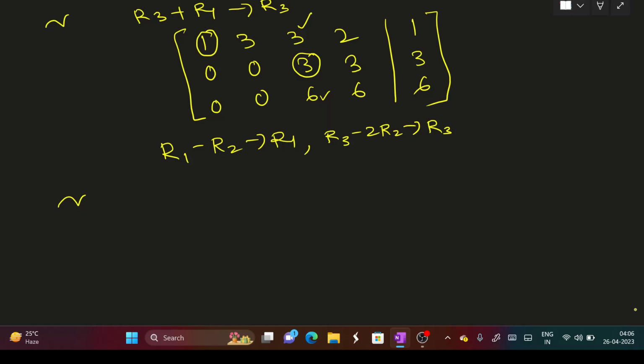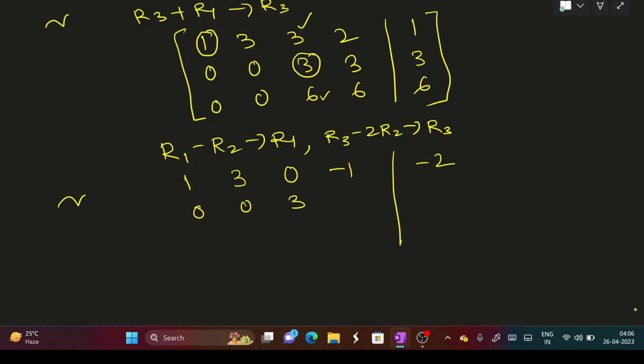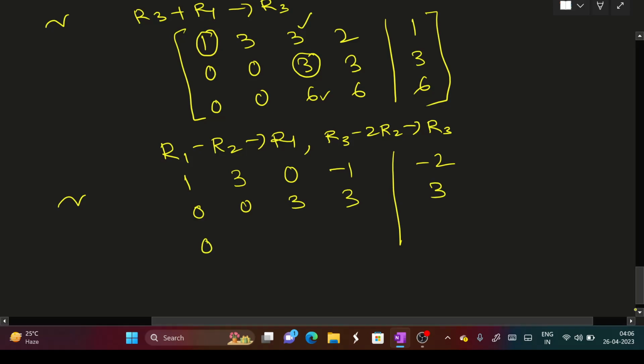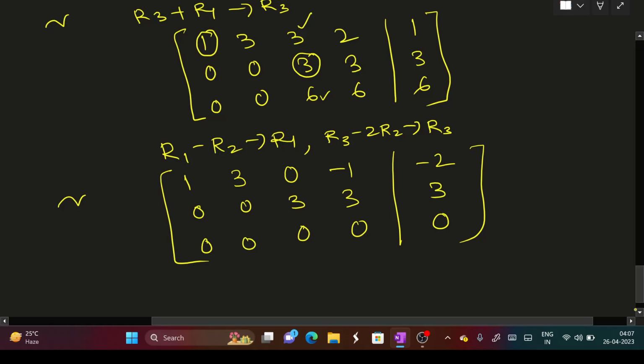What we are getting? 1 minus 0, it is 1. 3 minus 0, it is 3. 3 minus 3, it is 0. 2 minus 3, it is minus 1. 1 minus 3, it is minus 2. Now the second row has no change: 0, 0, 3, 3, 3. Then 0, 0, 6 minus 6, 0. 6 minus 6, 0. 6 minus 6, 0. So I got only two pivots.